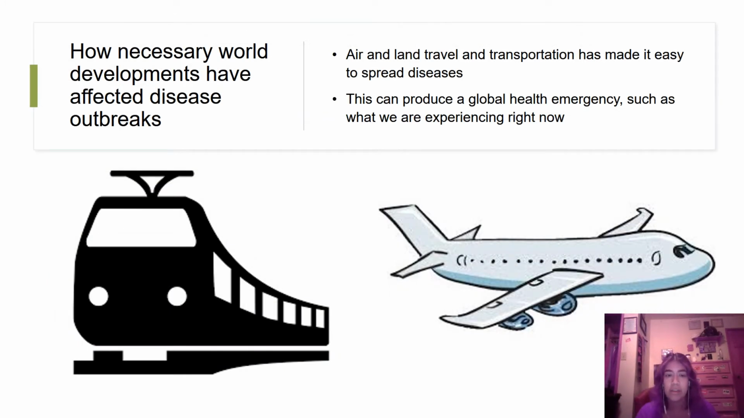With this page, I wanted to include how our developments that we have now, the necessary developments that we've created over the years, can have an impact on disease outbreaks. So now that everybody uses air and land travel and transportation, it's an easy way for diseases to spread in a very fast manner. Example, what we are currently experiencing right now.